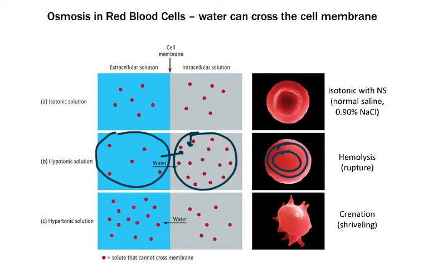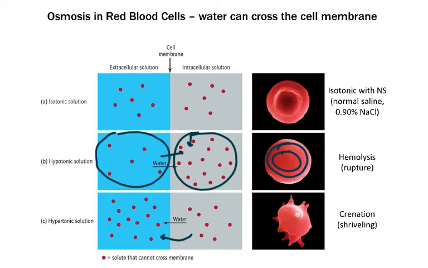The water flows into the cell. Now, if we have a high concentration outside, then water will flow from inside the cell out to, again, try to bring it in to balance. But then all the water is flowing out, right? And we have a shriveling cell and we have crenation. So those are both pretty bad, right?